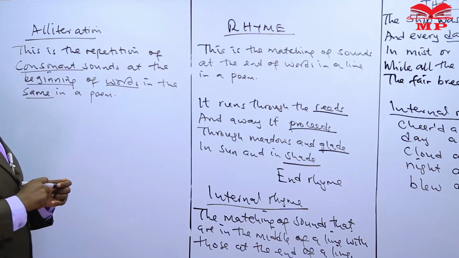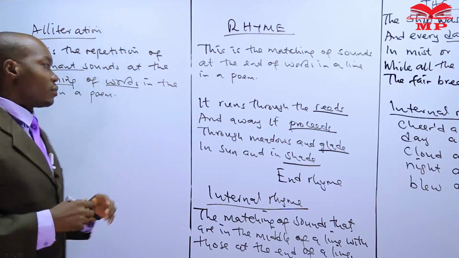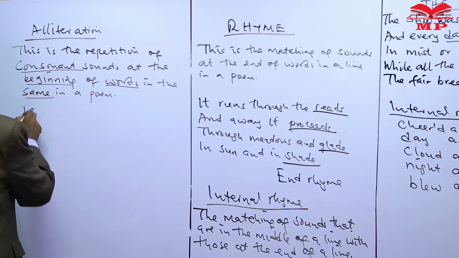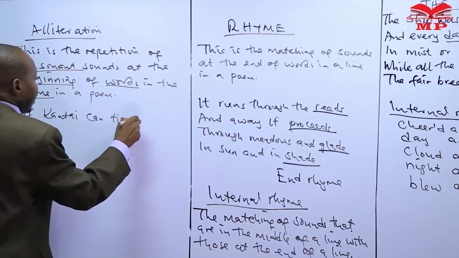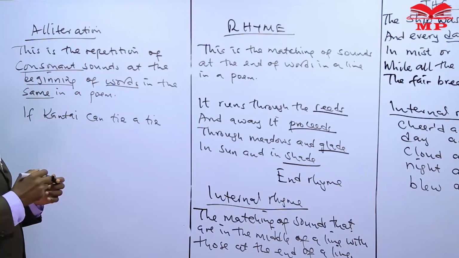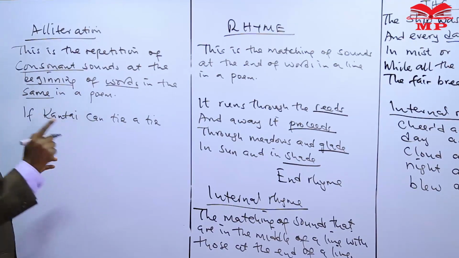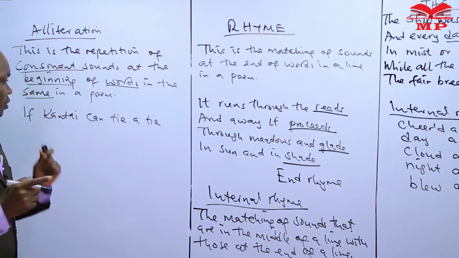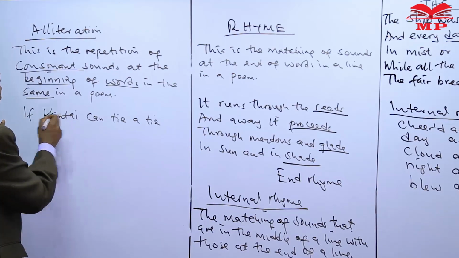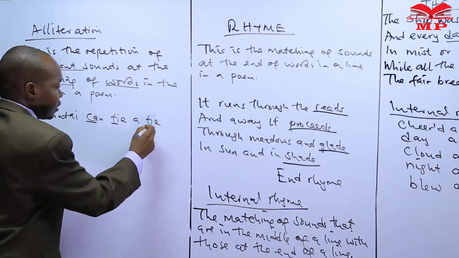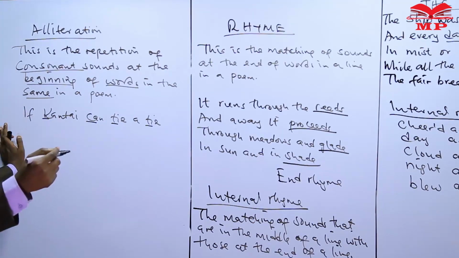Now, students, I want to give an example of a tongue twister. Look at this tongue twister. If can tie a tie. Now, this is what we are talking about. We are repeating consonant sounds. In this line, we have the following consonant sounds: ka, ta, and ta. Remember, students, we are talking about consonant sounds, not spelling.